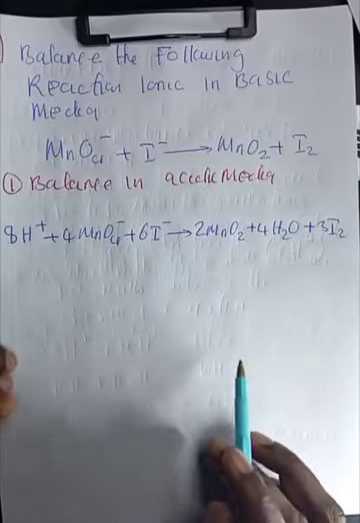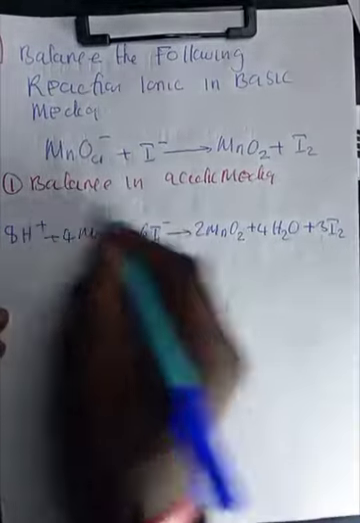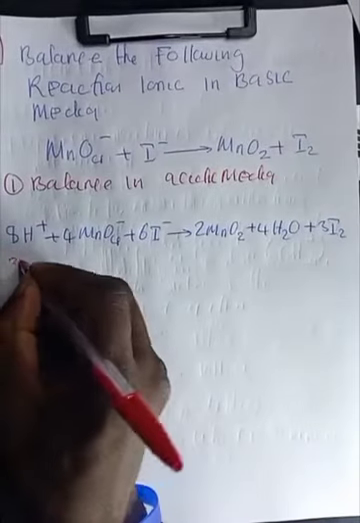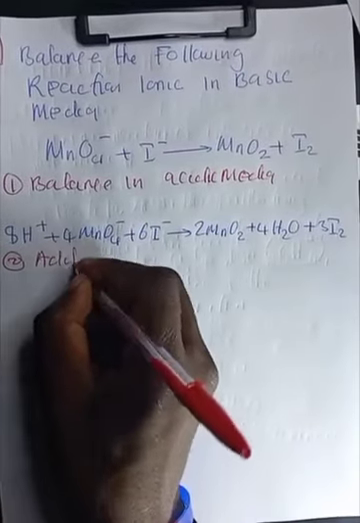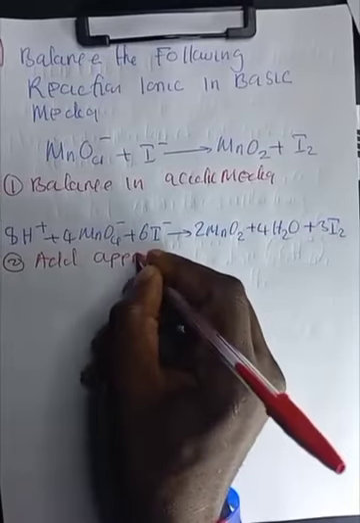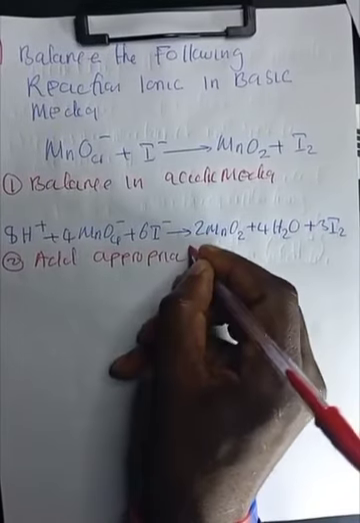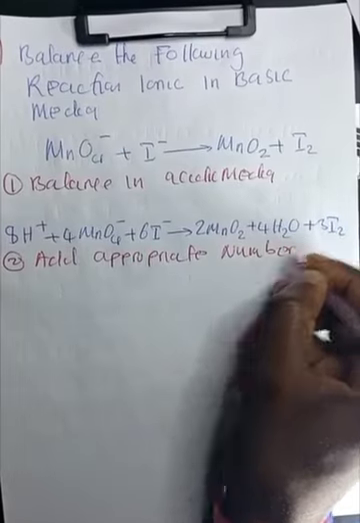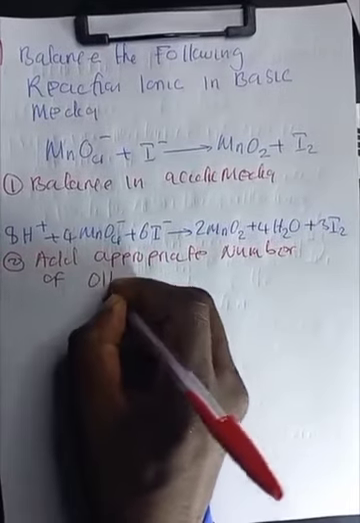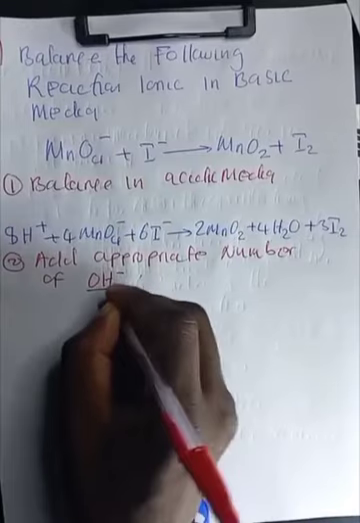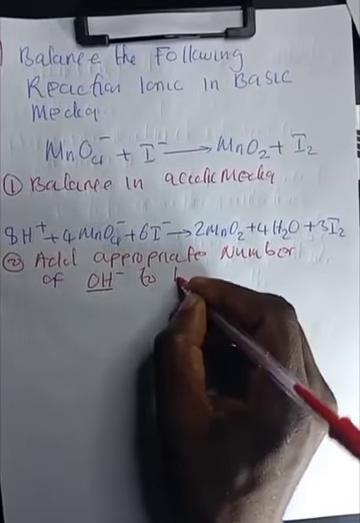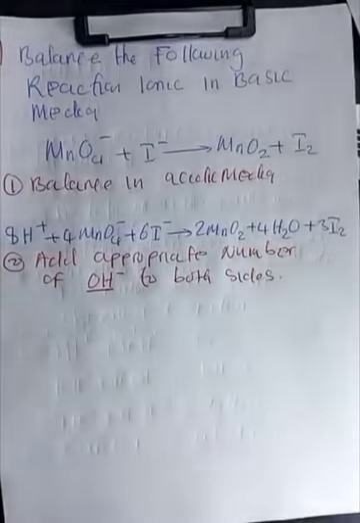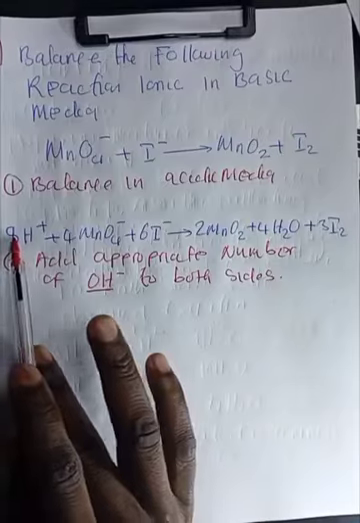So this was the balanced equation, meaning step 1 we already covered. So we go to step 2, where we add the appropriate number of hydroxide ions, very important, to both sides. So we're going to add here and on this side.